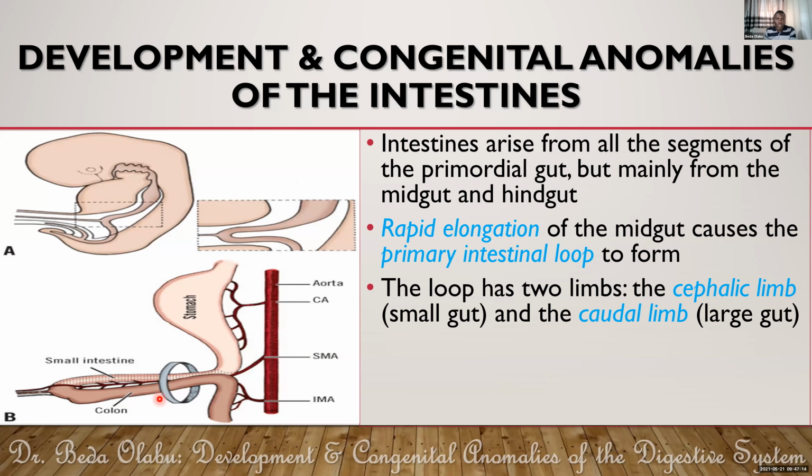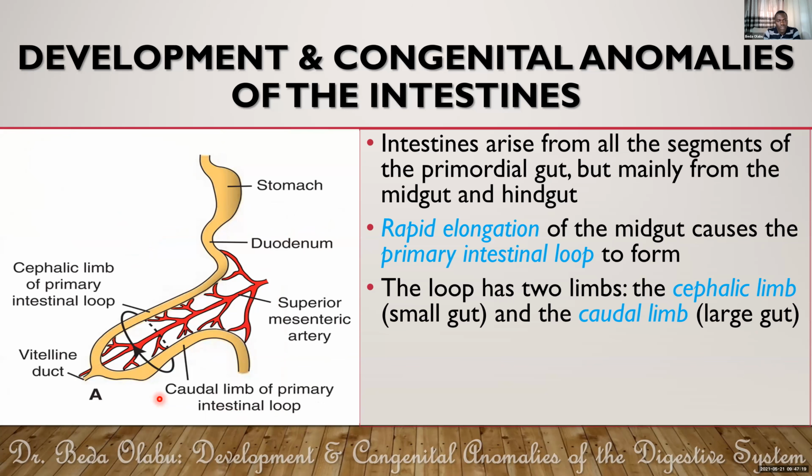Remember, this loop is forming in that manner because of the pull of the Vitalin duct. We have the cephalic limb that represents the small gut, and the caudal limb that represents the large gut. Please don't confuse the two. It's straightforward. Cephalic is on the stomach side, so that can only be the small intestine. And the caudal is towards the lower side, so that can only be the large intestine.